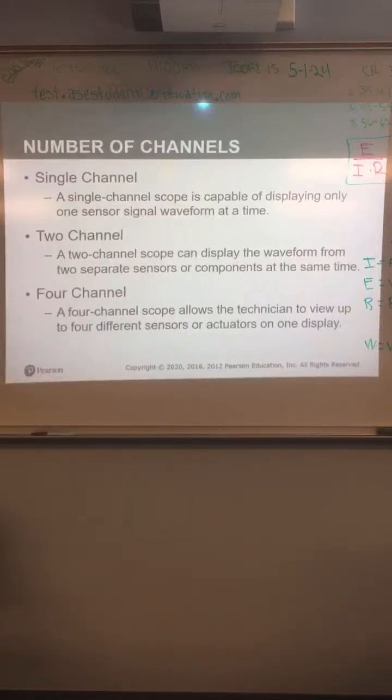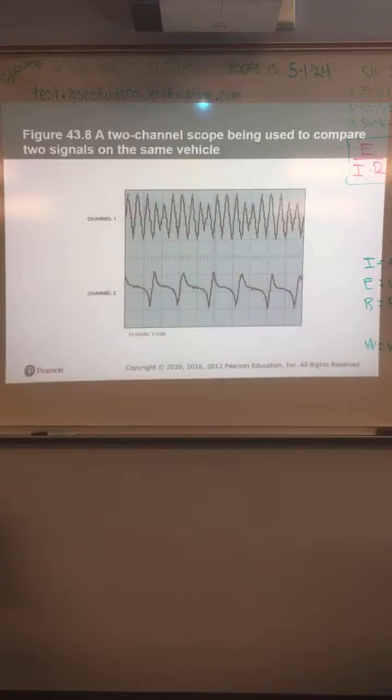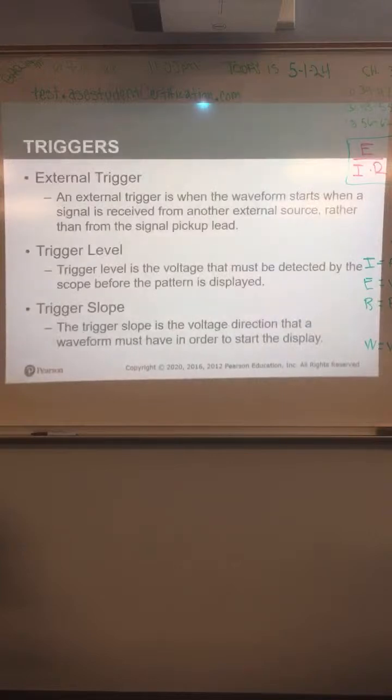Okay, these are just different channels. A single channel scope is capable of displaying only one sensor signal waveform at a time, a 2-channel can do 2 separate ones at the same time, and a 4-channel will allow you to view 4 at the same time. Pretty simple. Single, 2-channel, 4-channel. Okay, it's just how many you can see at once. All right. 2-channel scope. This is just viewing 2 waveforms at the same time. Again, this is just basic.